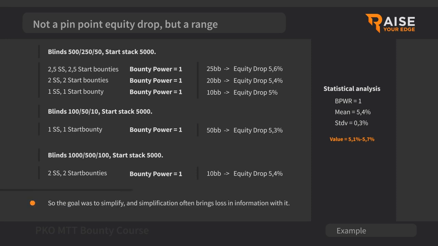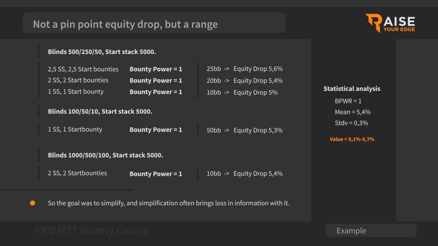Now you might say at this point, hold on, the equity range given here by the statistical analysis doesn't include this value here. And that's actually true. Some of the values won't be included in the percentage range, but let me give you a simple argument why this doesn't matter at all. First of all, in this case, this is a 10 big blind jam.